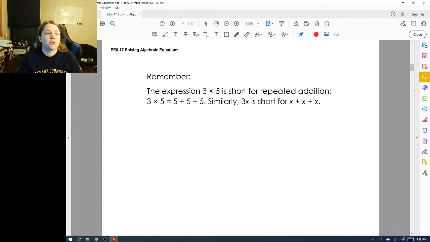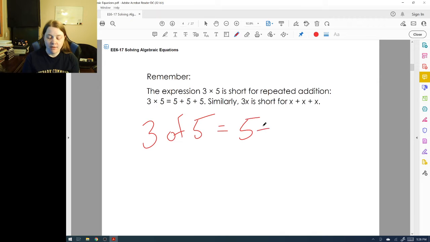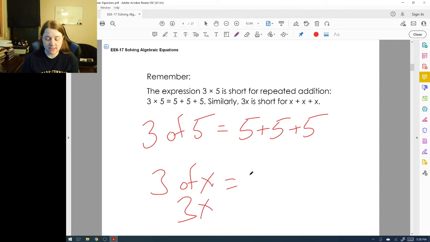So the expression 3 times 5 is short for repeated addition. Another way to say times is to say of. You can say there are 3 of the number 5. Having 3 of the number 5 means 5 plus 5 plus 5. Having 3 of the number x, or 3x, is the same thing as saying x plus x plus x.